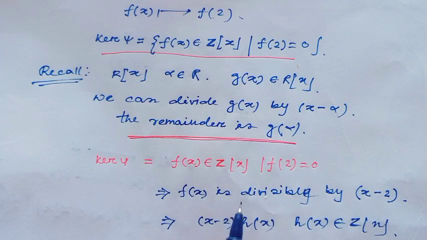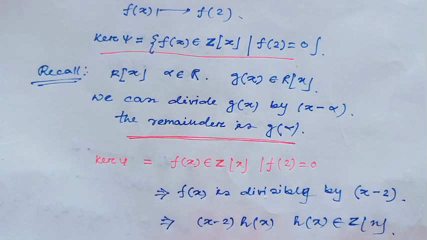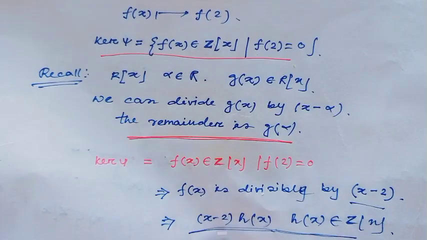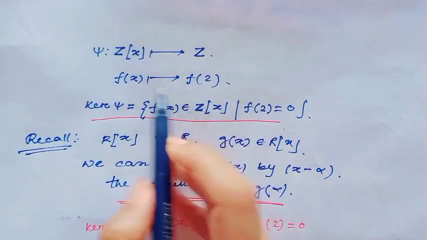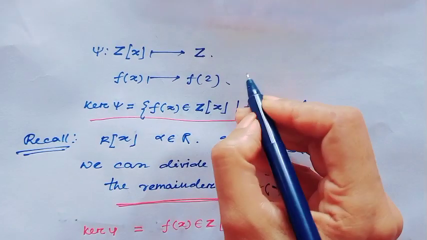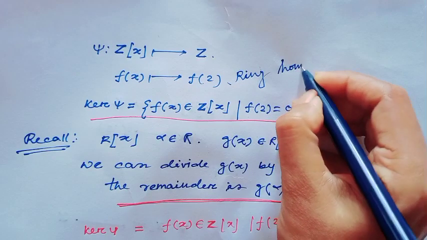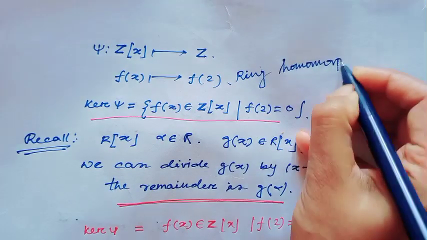Because the kernel of this mapping is such f(x) which is divisible by x minus 2. So the kernel of this mapping would be of such type. Obviously, just check it yourself. This type of mapping is a ring homomorphism, and I defined this type of mapping in my previous video.